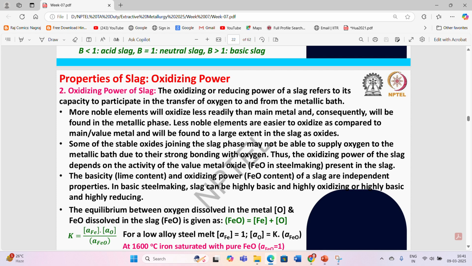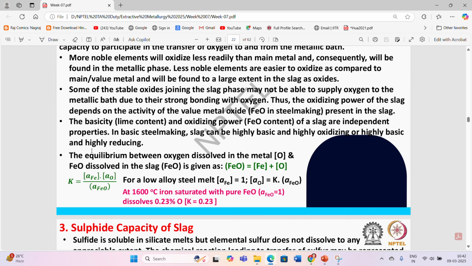They tend to report to the slag phase during the smelting processes. Why? If you talk about the more noble materials, which are sitting at the very lower position in the EMF series, like for example copper, iron, or gold, platinum, they have very little affinity towards oxygen, and they tend to report to the molten metal phase during the smelting process.